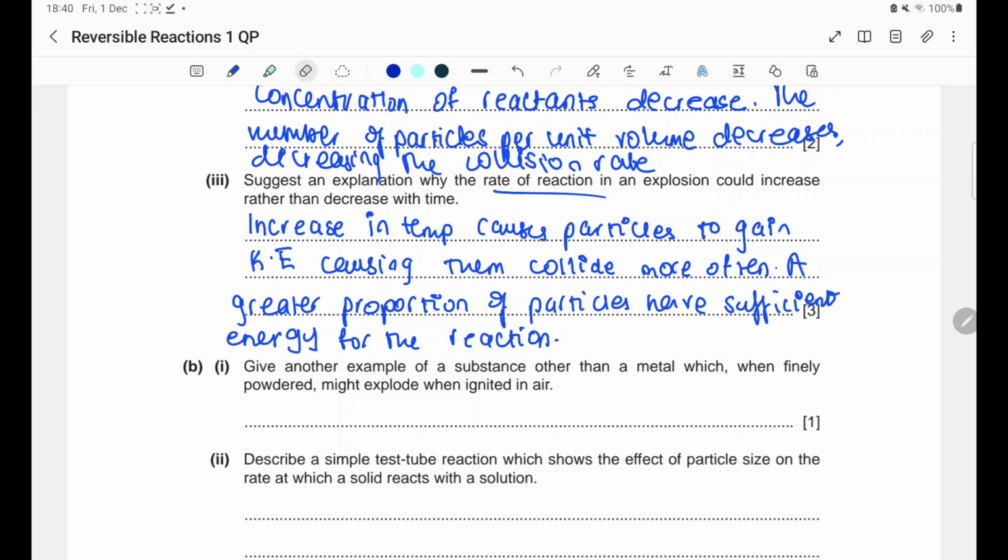Give another example of a substance other than metal, which when finely powdered might explode when ignited. And there are many different things. Anything that, well, for example, wood, powdered wood, wood shavings, wood dust.